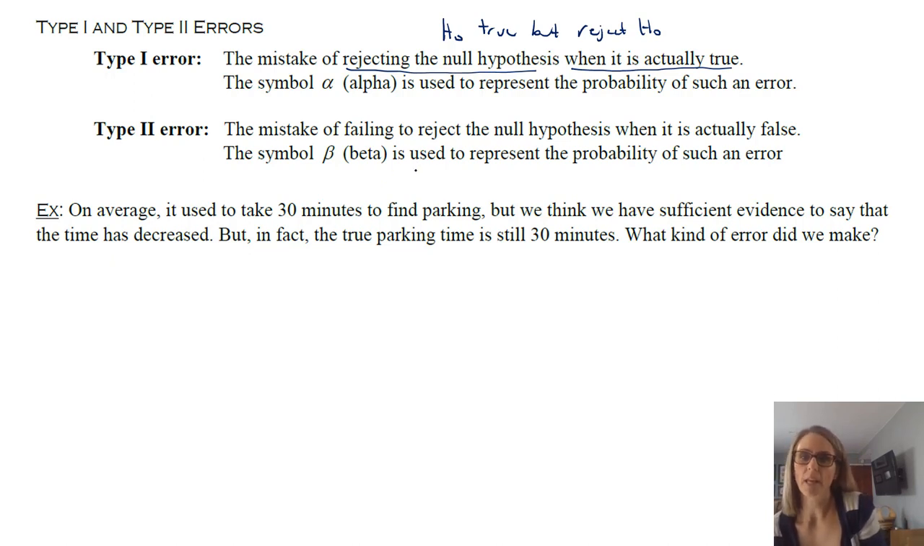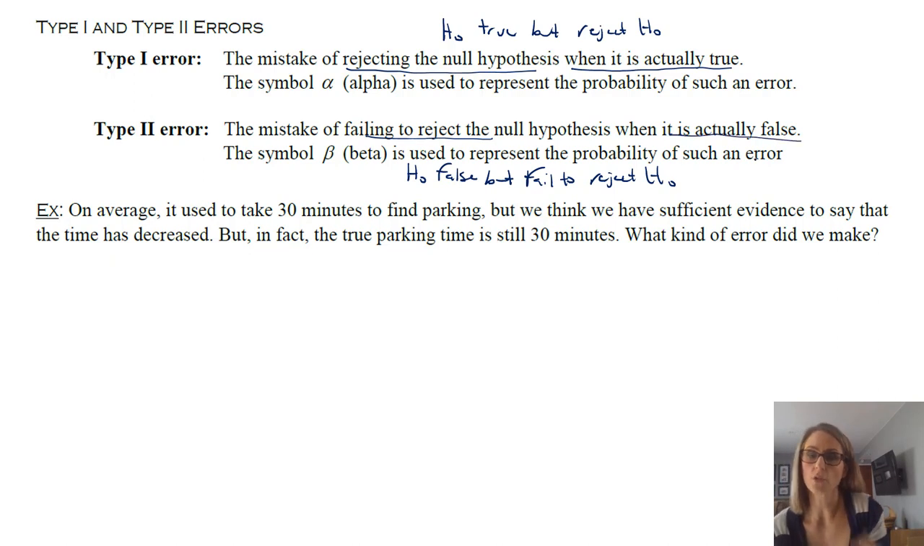The type 2 error is when H naught is actually false, but you fail to reject H naught. Failing to reject the null, but the null is actually false. So notice all of these errors are based on the null. None of them are based on the alternative, because your null is the statement of no change. It's what you're trying to say is something actually different than this. Okay, so that's the idea here. Now, alpha is used to represent the probability of such an error, and alpha is actually going to be really important in our hypothesis testing.